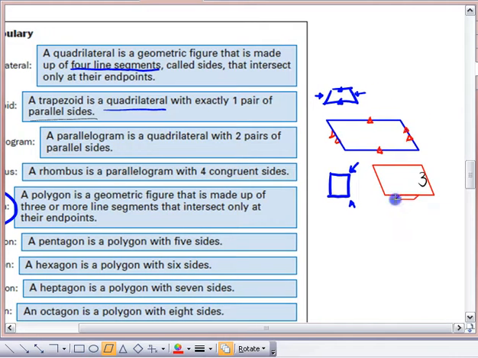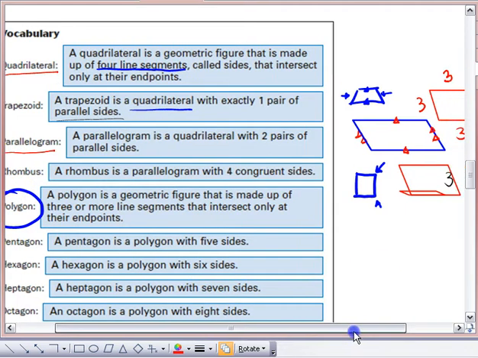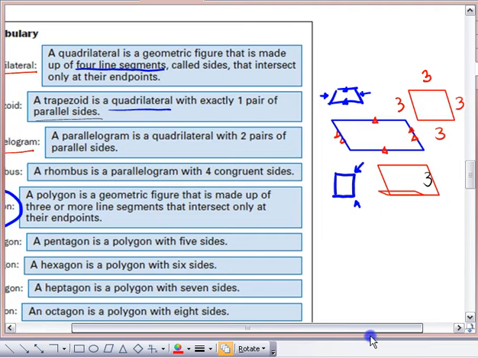Let's try another one. A rhombus is a special kind of parallelogram that has all the same side lengths. So a rhombus is a four-sided shape. That makes it a quadrilateral. It's also a parallelogram, but it's a special kind of parallelogram because all of its sides are the same length.